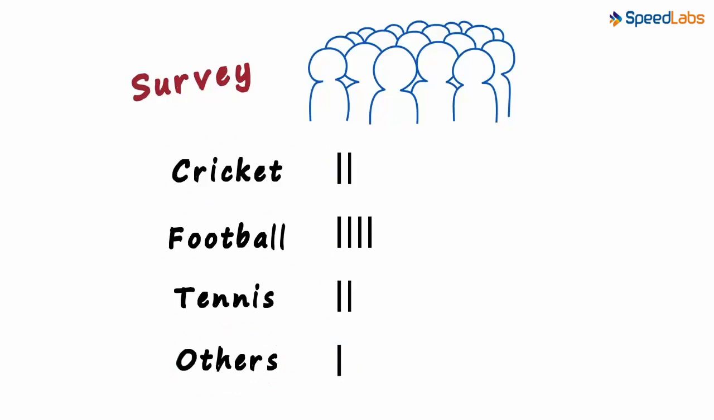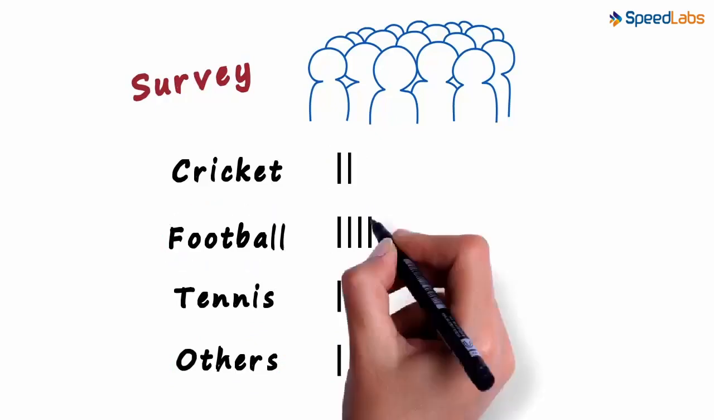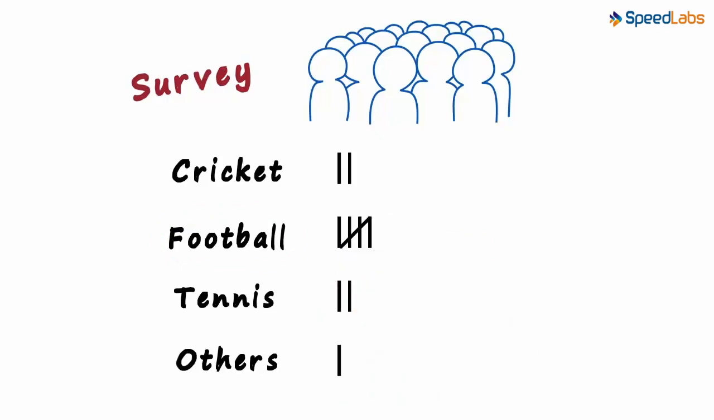Now we come to the most crucial point of this exercise. When the next guy says football, as he will be the 5th person to say so, we strike out the first 4 vertical lines. So this symbolizes 5 people.